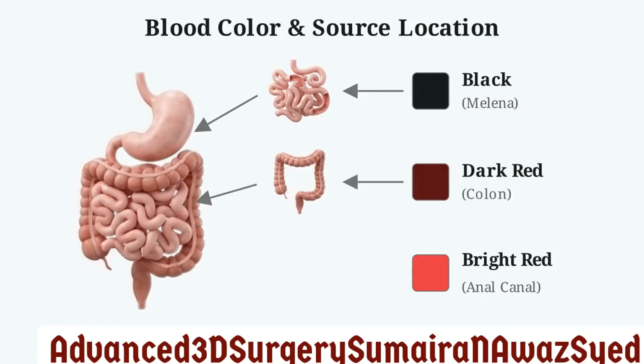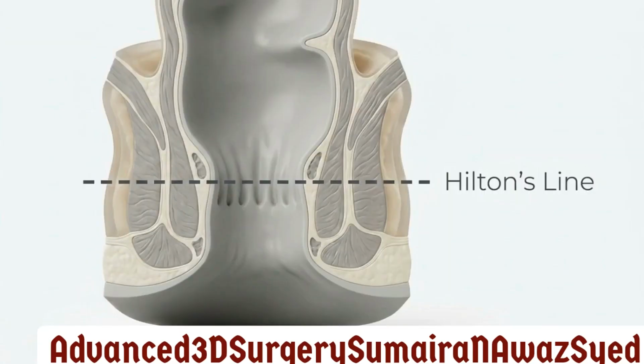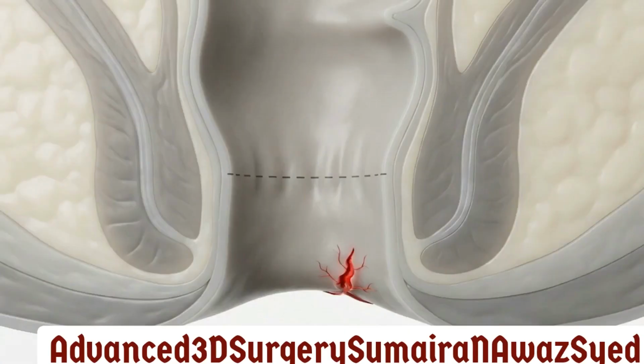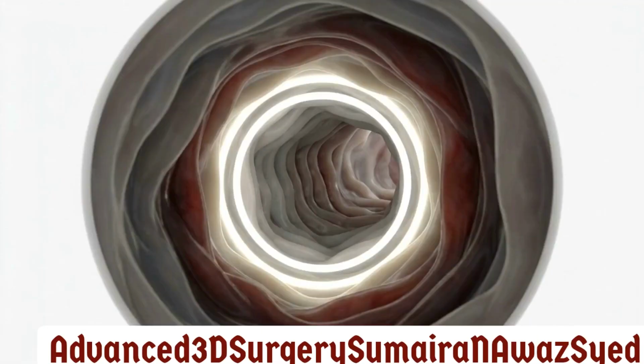While dark red indicates a colonic source, bright red blood, especially if it spatters during defecation, points directly to the anal canal. Pain provides a further diagnostic filter. Conditions located above Hilton's line, the internal boundary of the anal canal, are generally painless. If the patient is in acute pain, the search focuses on lower, external lesions, like fissures.